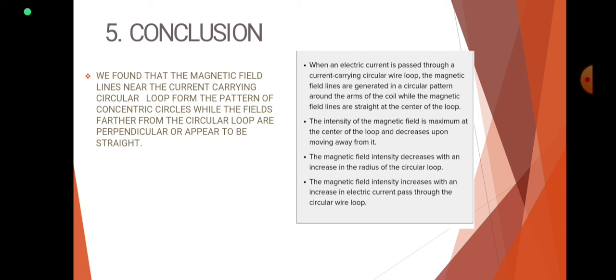The magnetic field intensity increases with an increase in the electric current which passes through the circular wire loop. The more the intensity of the magnetic field, the more that implies the current is maximum at that point.